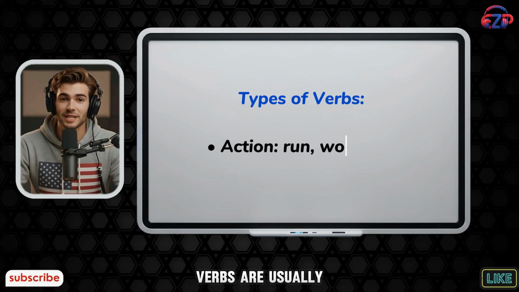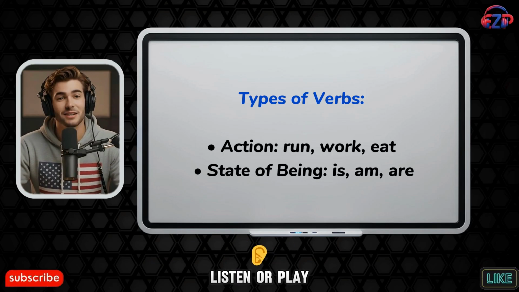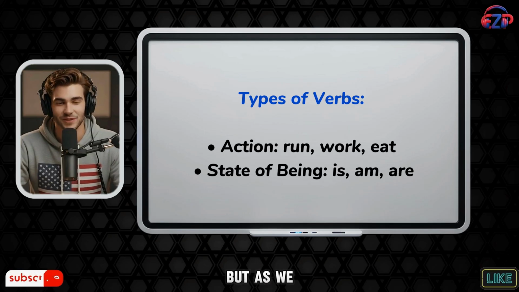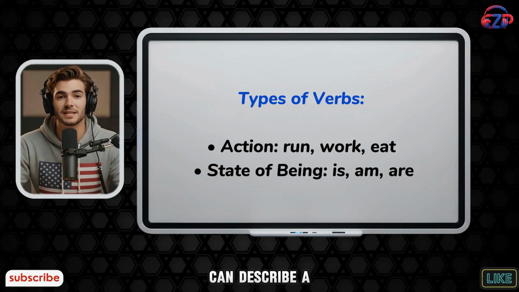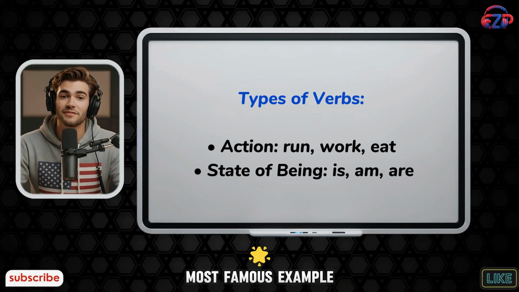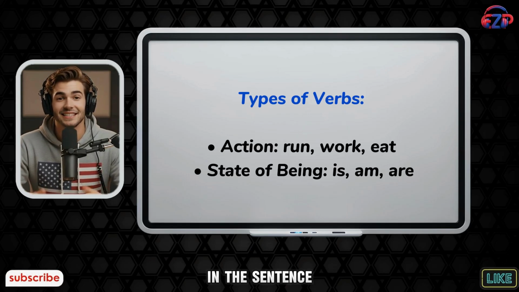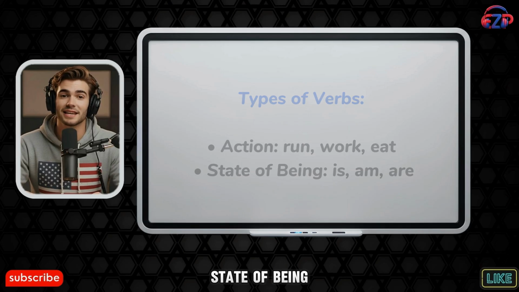Verbs are usually action words like run, work, eat, listen, or play, but as we learned in our lesson on the 3 pillars, sometimes a verb can describe a state of being, not a physical action. The verb to be is the most famous example. In the sentence, "She is a doctor," the verb is. It describes her state of being.